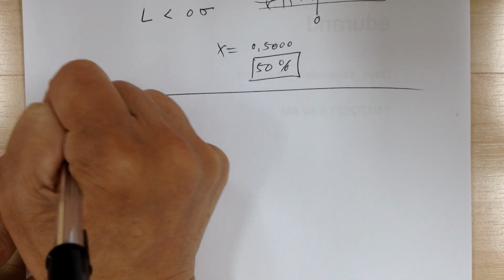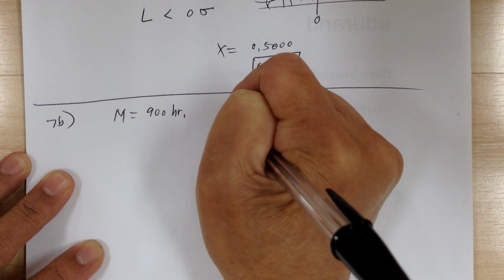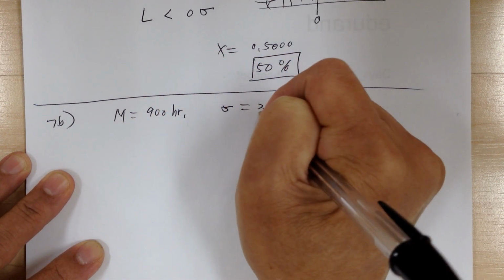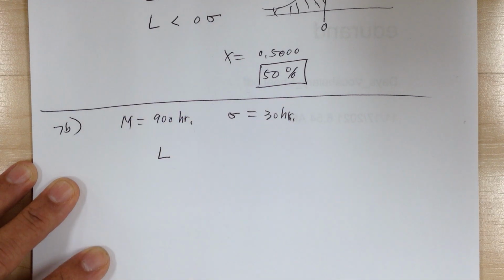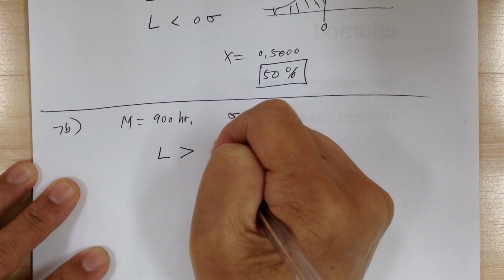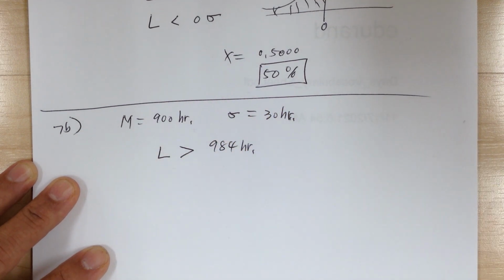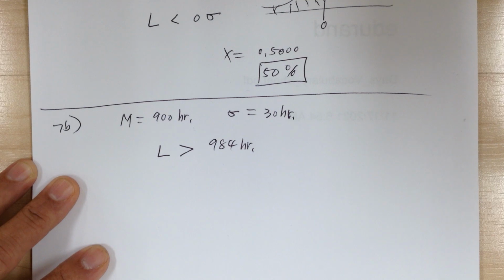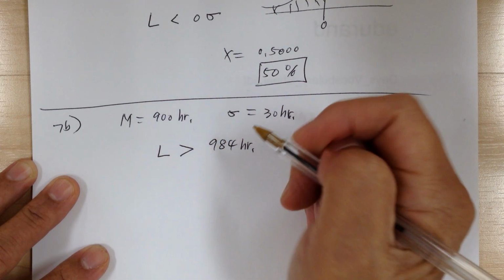Okay, 7B. So again, the mean equals 900 hours, standard deviation equals 30 hours. And you're looking for the life that is more than, meaning greater than, 984 hours. So looking for the percentage of the light bulbs that would last more than 984 hours.